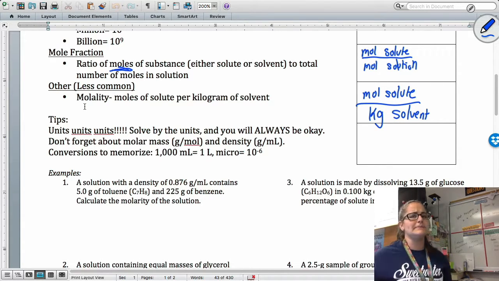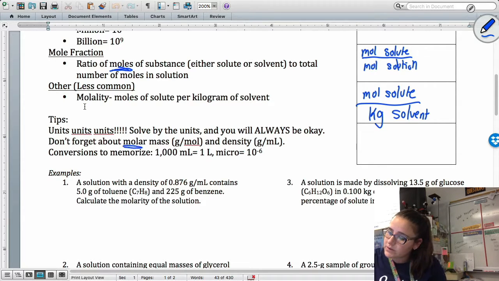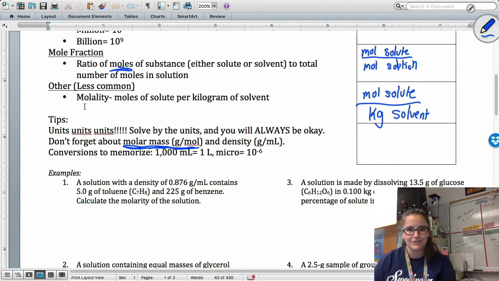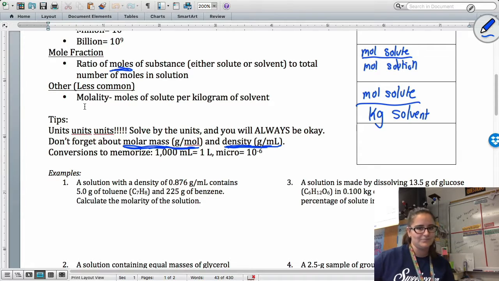And while this seems like a lot of calculations, all you need to be able to do is solve them by their units. Okay, so as long as you make sure that your units are right and you know the units for molarity and such, you'll be fine. Also, in solution, you'll often have to use the molar mass. So don't forget, you can always use molar mass to convert grams to moles. And you can use the density. Density, if it's given to you, can convert from grams to milliliters.